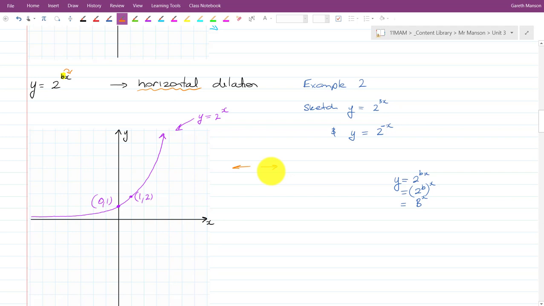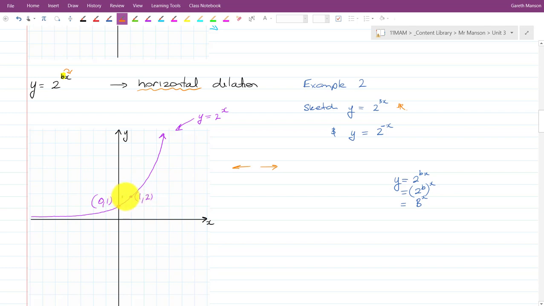Y equals 2 to the power of 3x. I'll do this one in orange. Now it turns out that we're actually compressing in. So if we've got 2 to the power of 3, so if b is 3, we actually squash the graph in, and by a factor of 3. So 0, 1 stays as 0, 1, but 1, 2 becomes a third, 2.